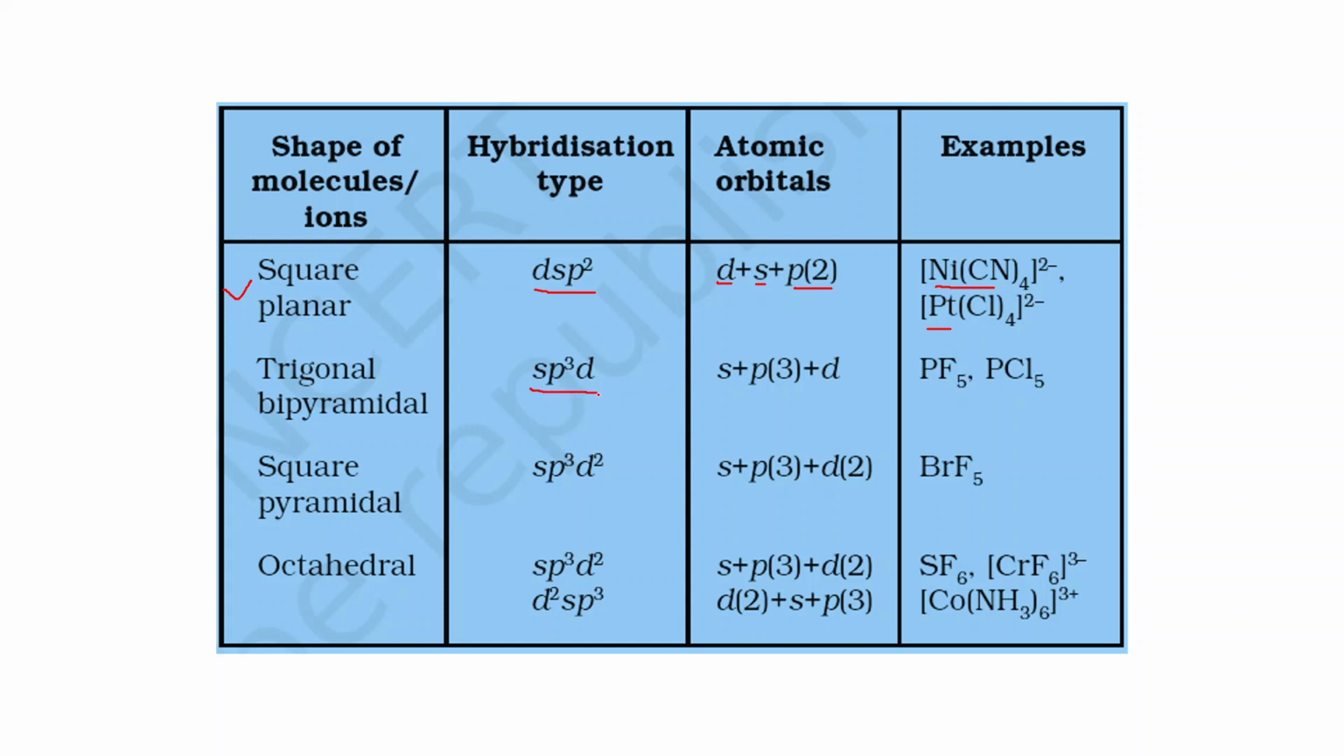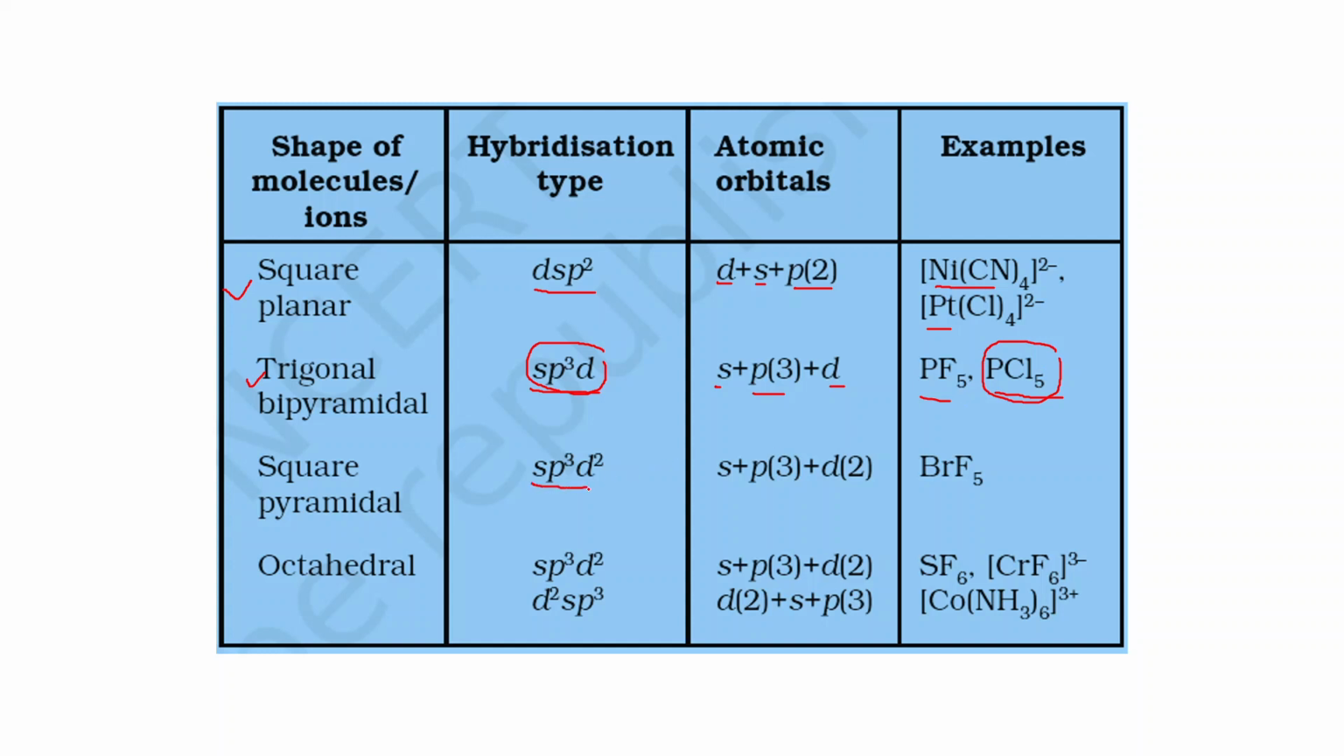Hybridization is sp3d. It means 1s and 3p orbitals along with 1d orbital participate in hybridization. Then we will get 5 sp3d hybrid orbitals, and these 5 sp3d hybrid orbitals are arranged in a trigonal bipyramidal way. Examples are PF5, PCl5. About this PCl5 we will discuss in detail.